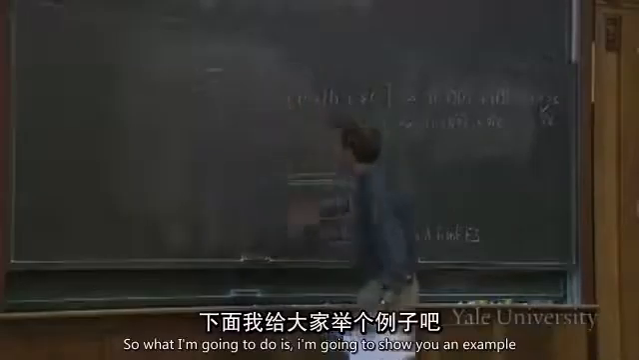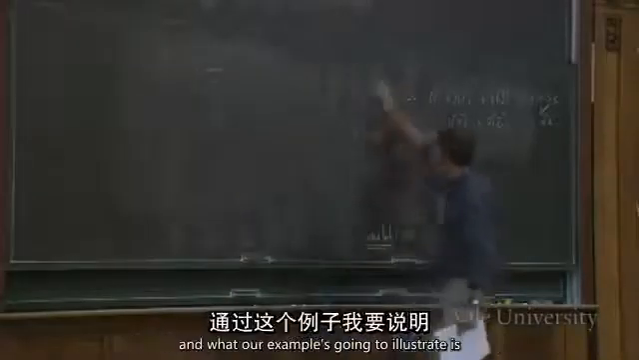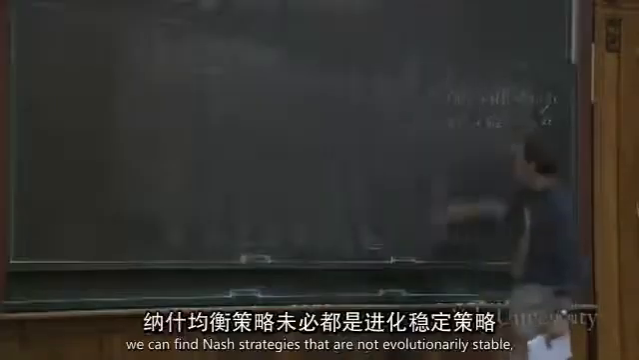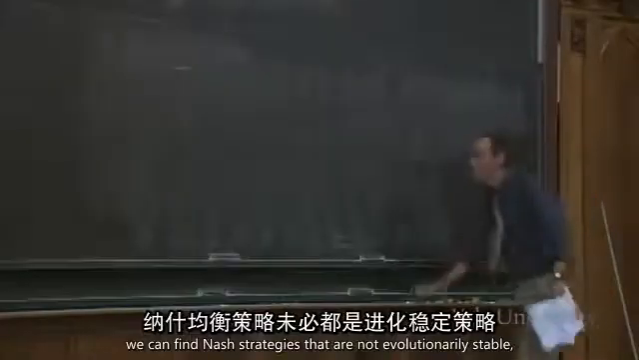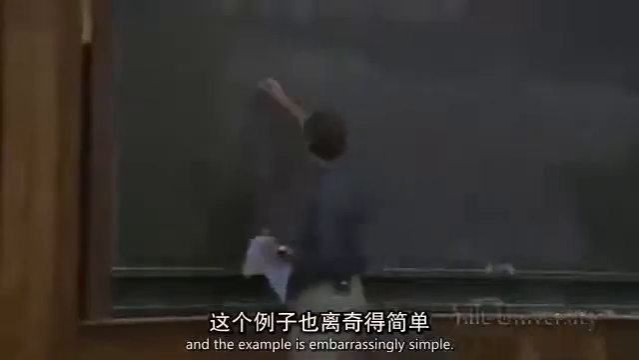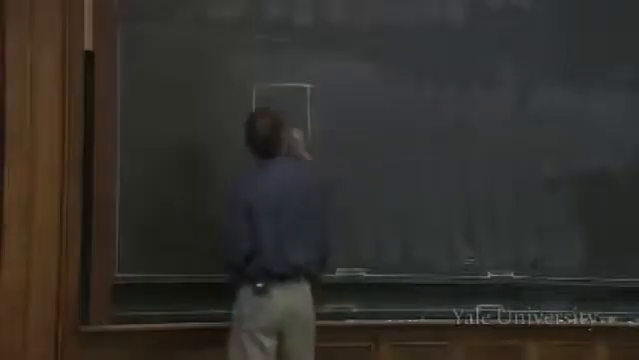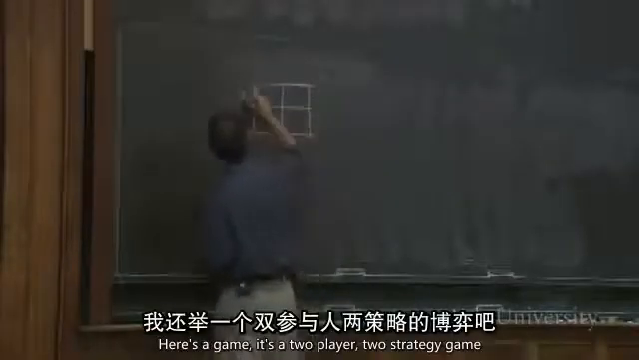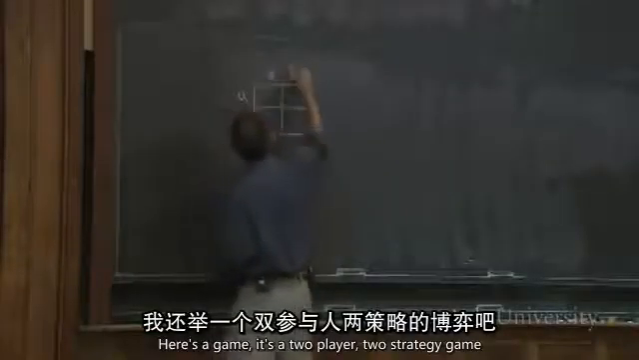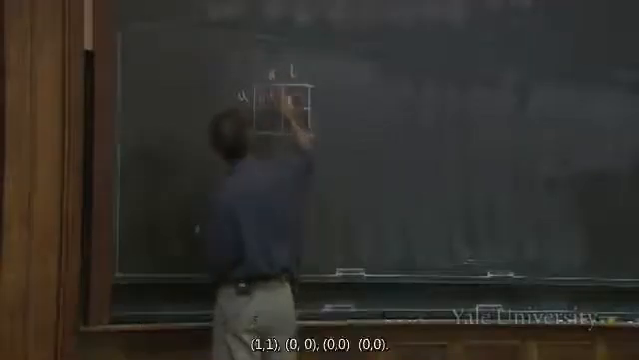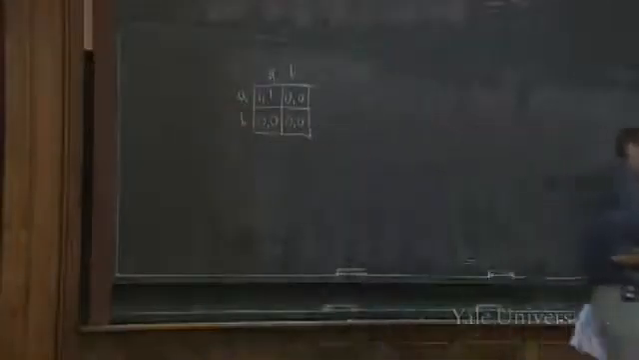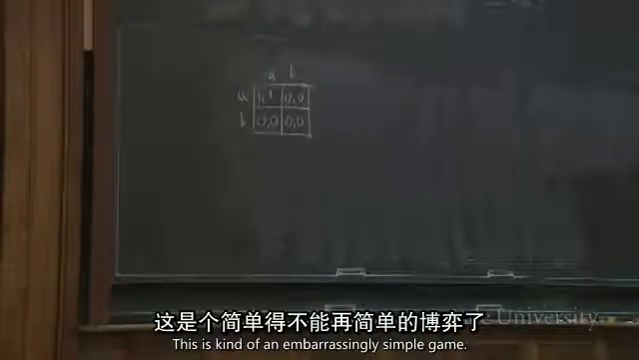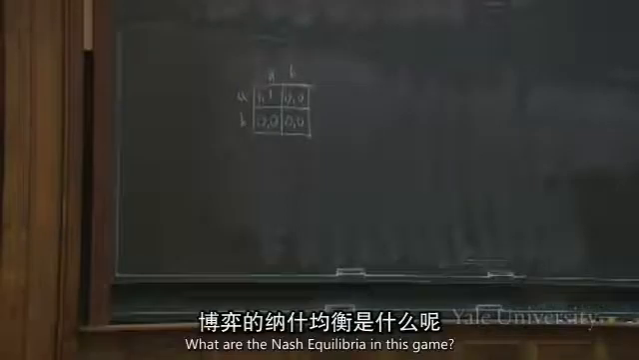All right, so what I'm going to do is show you an example, and what this example is going to illustrate is that we can find Nash strategies that are not evolutionarily stable. And the example is embarrassingly simple. Here's a game. It's a two-player, two-strategy game, and the payoffs are 1-1, 0-0, 0-0, 0-0. This is an embarrassingly simple game. What are the Nash equilibria in this game?